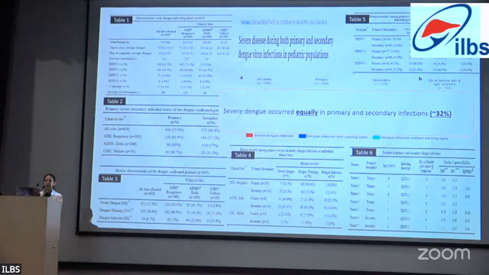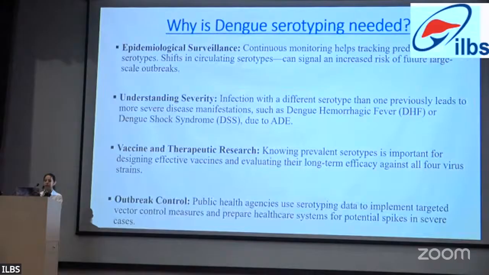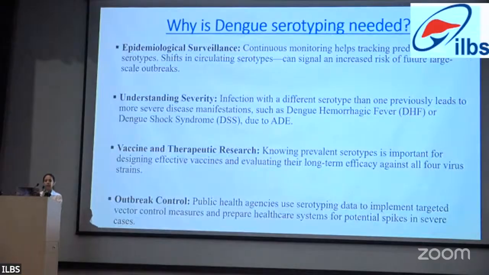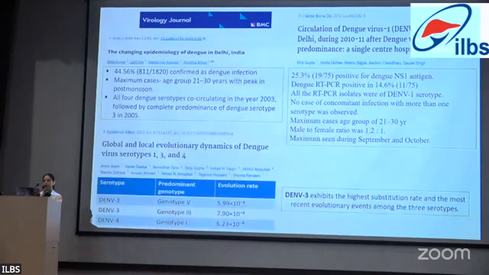Severe dengue is not confined to secondary infection, and therefore dengue vaccines must be considered in both primary and secondary infections. Dengue serotyping is needed for epidemiological surveillance, understanding disease severity, vaccine and therapeutic research, and outbreak control.